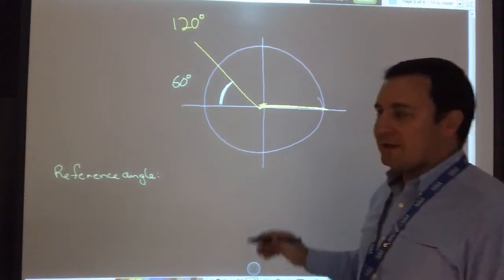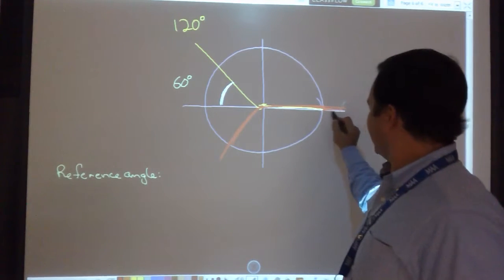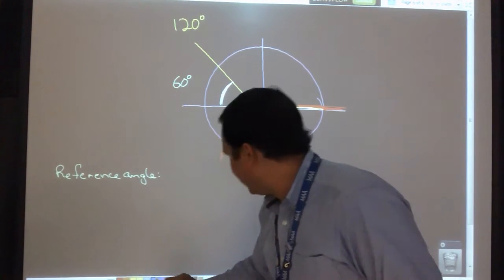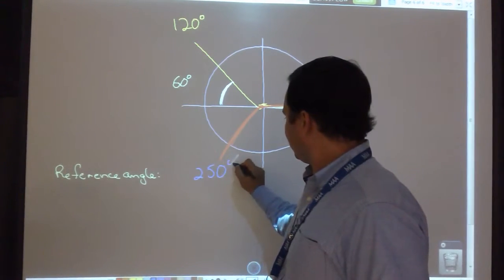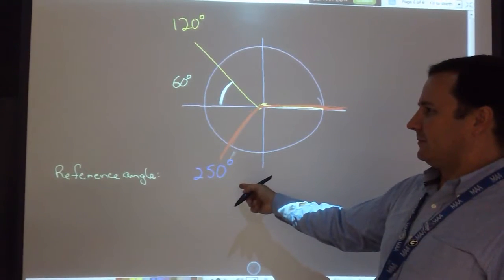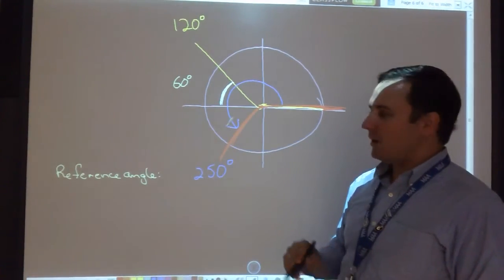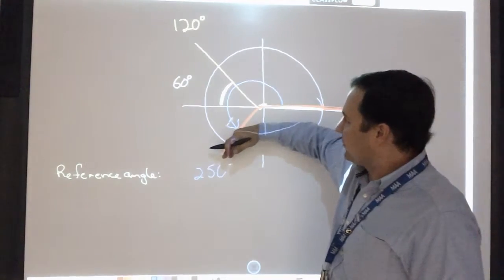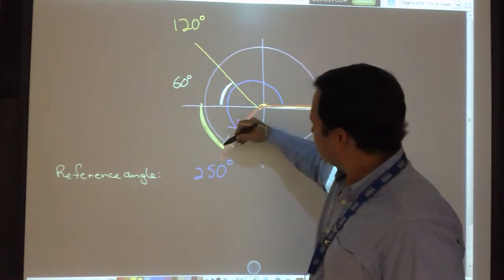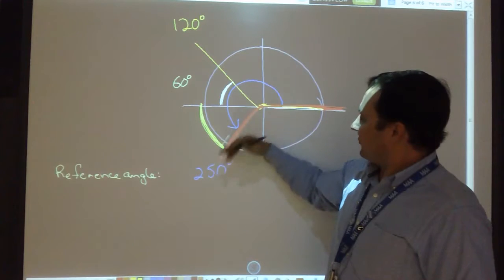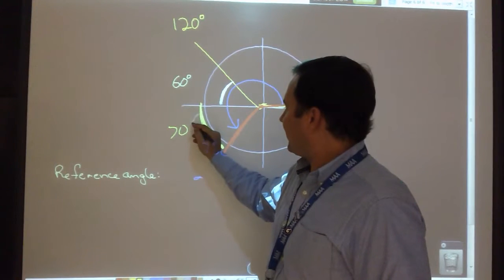If we have an angle in the third quadrant, and let's say that's 250 degrees, my 250 degrees is that measurement. The reference angle is the shortest distance from the terminal side to the x-axis. It's going to be 250 minus 180, which in this case gives me 70 degrees.